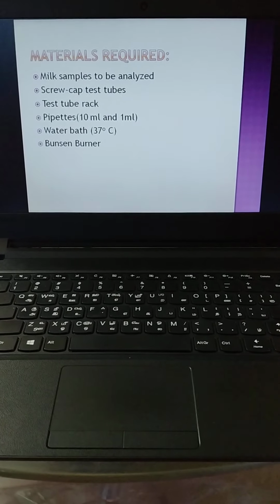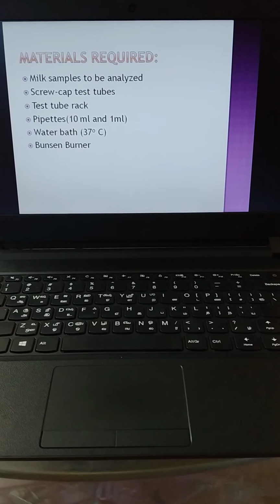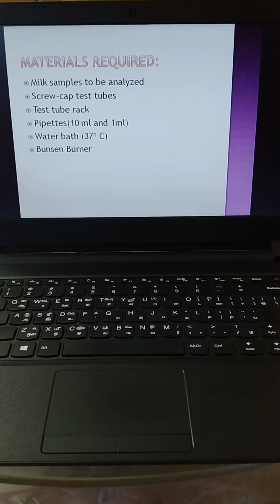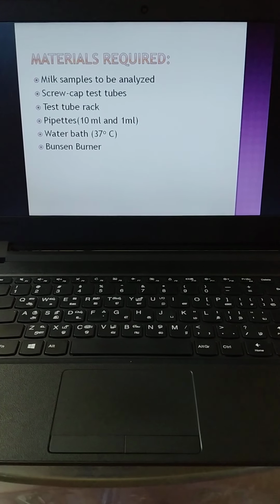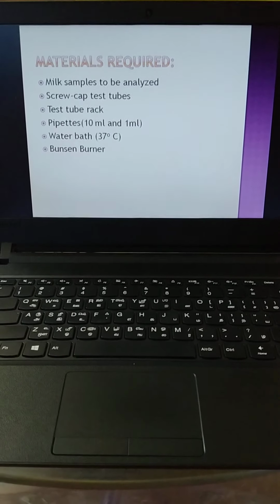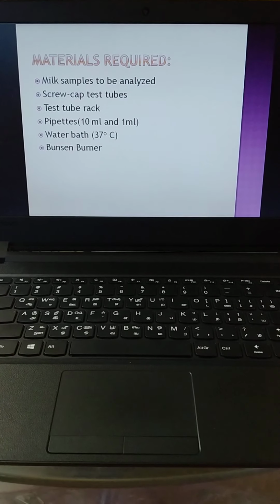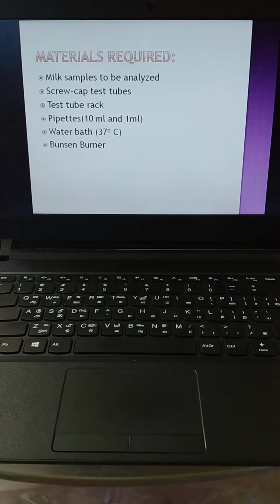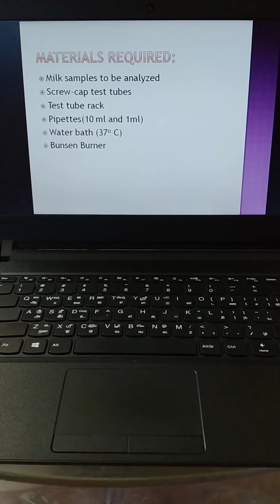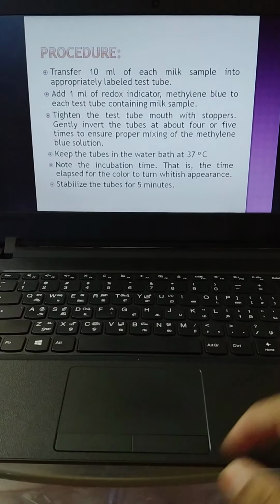For doing this, we need certain materials. The first is the milk sample which has to be analyzed. Next is a screw cap test tube rack, and we need pipettes of 10 ml and 1 ml. We also require a water bath at 37 degrees Celsius, and a Bunsen burner.